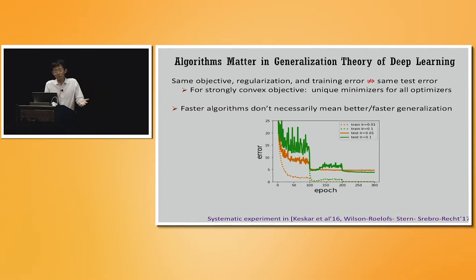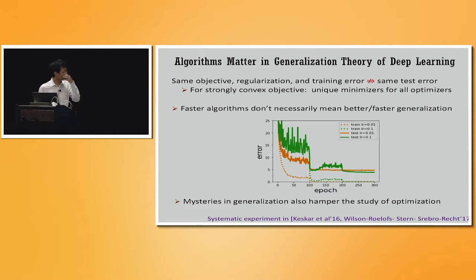So the only difference between these two plots is that we use different learning rates, and it converges to solutions with different test error. The problem also hurts optimization, because the mysteries in generalization hamper the study of optimization.